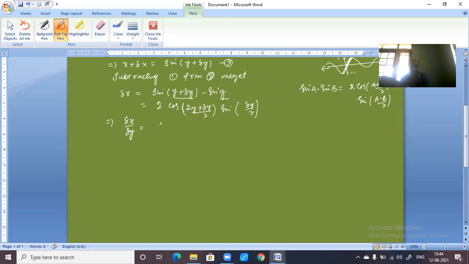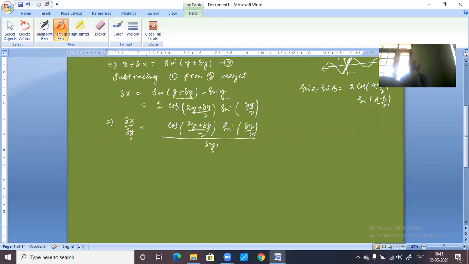Let me write it here: twice cos of 2y plus delta y divided by 2 into sine of delta y by 2, whole divided by delta of y, right? Now, in fact, what we can do is use this 2 here and this 2 here. So let me erase the 2 in the numerator.